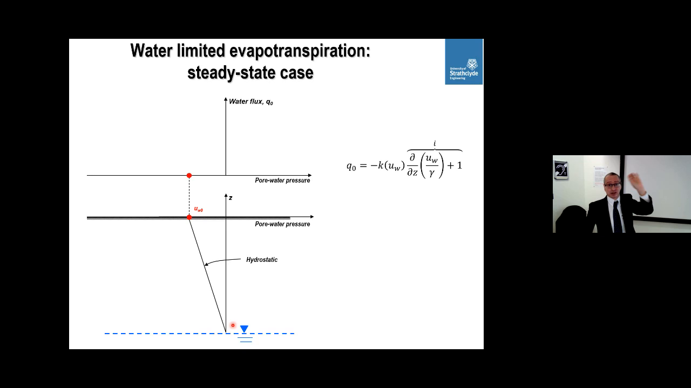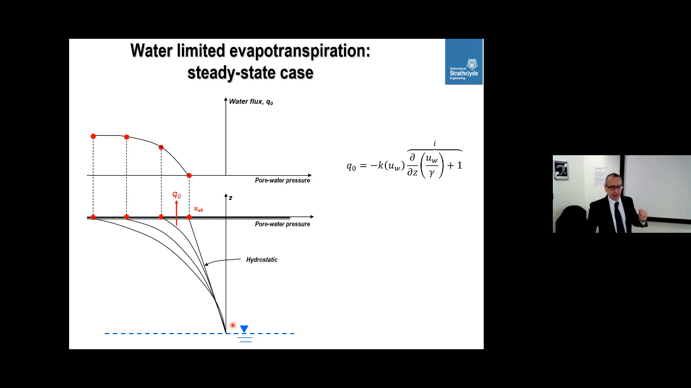Of course, the flux is zero. But if I'm solving the problem by imposing a more negative pressure, then I'm generating that water pressure profile, and then there is some flux that the soil is transferring to the atmosphere. If I keep decreasing the pore water pressure, even up to infinity, I will find that there is a maximum flux that the soil can transfer.